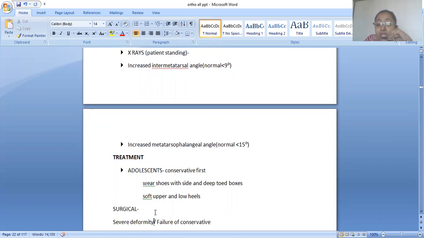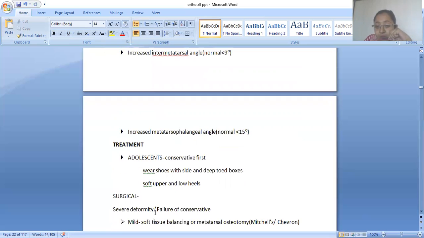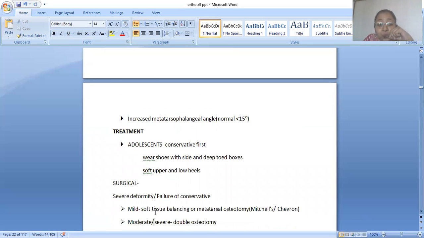Wear shoes with wide and deep toe boxes, so that the front of the shoe will be broad. Soft shoes and low heels will be advisable to the patient. Then the surgical management will be there.